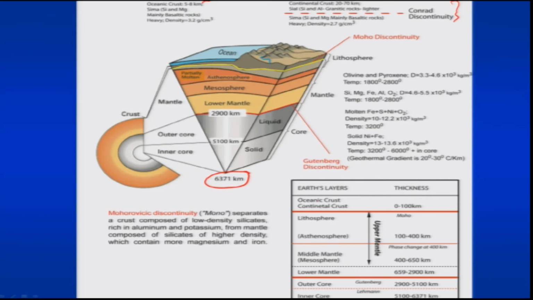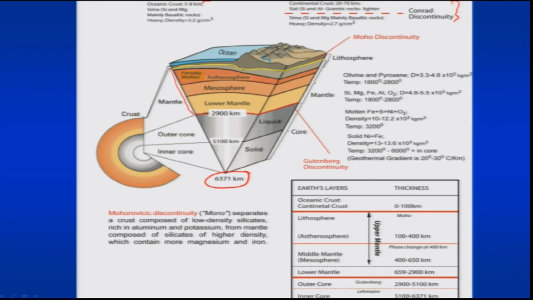Then if we move further down, we have the boundary between the lithosphere, the top surface with the oceanic crust, and what lies below. This boundary is marked as the Moho discontinuity. The Moho discontinuity separates the crust, comprised of low density silicate rich in aluminum and potassium, from the mantle. If you look here, this part is the mantle completely, from here up to this part.